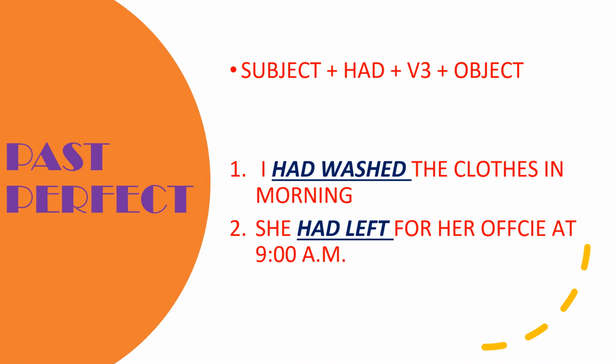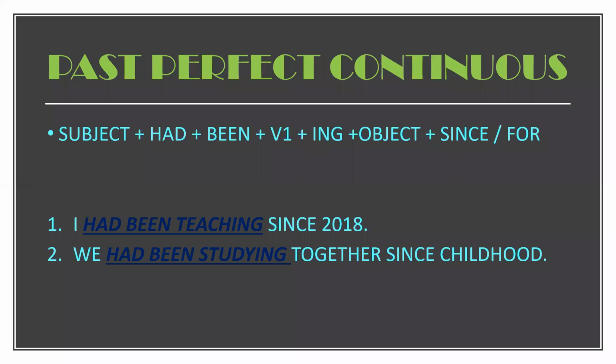Next is past perfect tense. Perfect में हमने क्या पढ़ा था? एक तो verb का third form definitely आएगा. Second चीज, it will either have has, have or had. क्योंकि अब ये past है तो we cannot use has or have. हम यहाँ पे use करेंगे had. I had washed the clothes in morning. She had left for her office at 9 a.m.